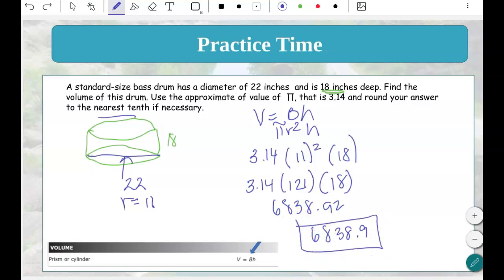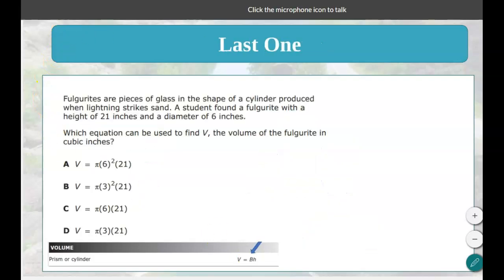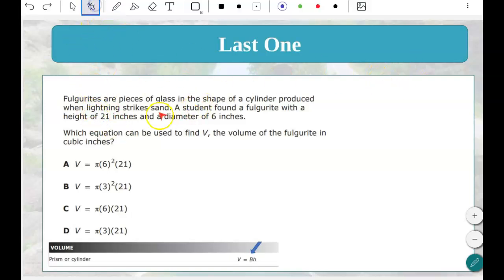Last one, here we go. All right. So it says fulgurites, not sure I'm saying that correctly, are pieces of glass in the shape of a cylinder produced when lightning strikes sand. Interesting. A student found a fulgurite with a height of 21 inches and a diameter of 6. Which equation can be used to find V, the volume of the fulgurite, in cubic inches?